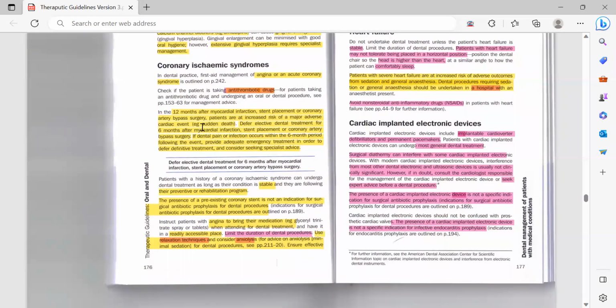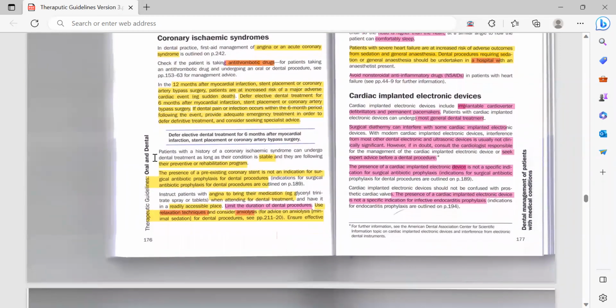Okay, so here they have said that these patients, MI or stent placement or bypass surgery patients, are at risk of thromboembolic events even after 12 months of their surgery. So ideally they recommend that until 6 months you should not plan any elective treatment on them. But if there is any emergency, then you need to seek specialist advice and provide them the emergency treatment in order to defer the definitive treatment.